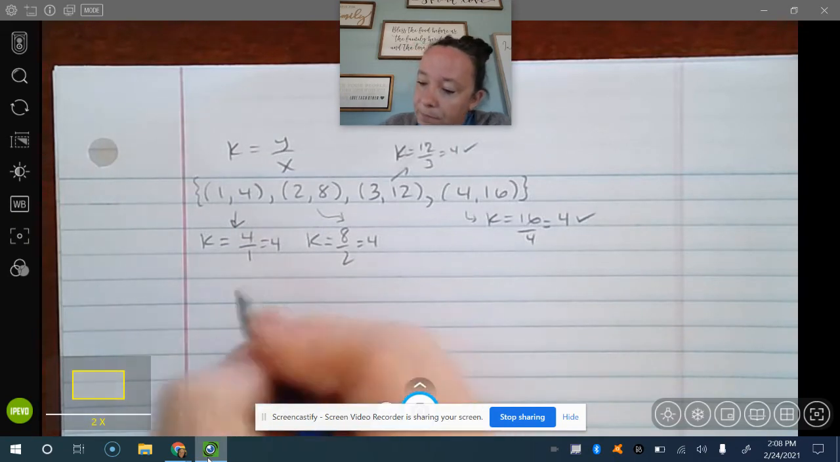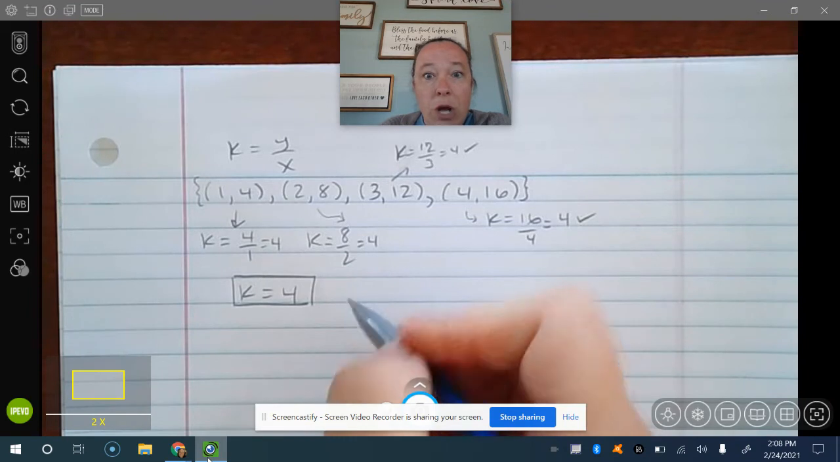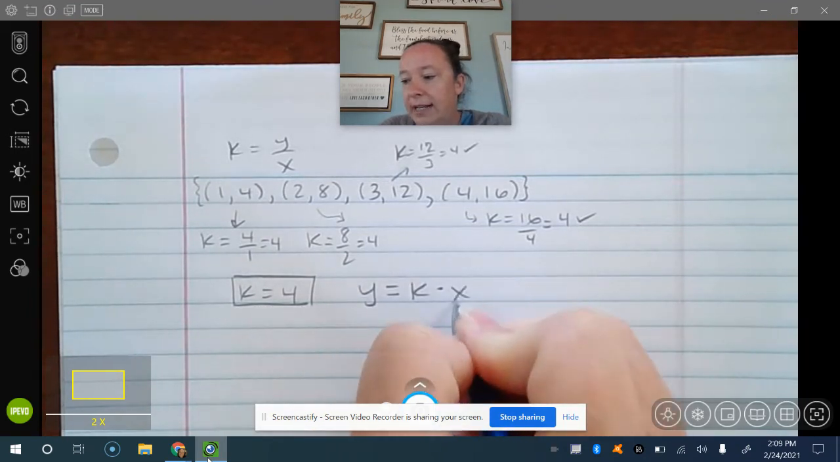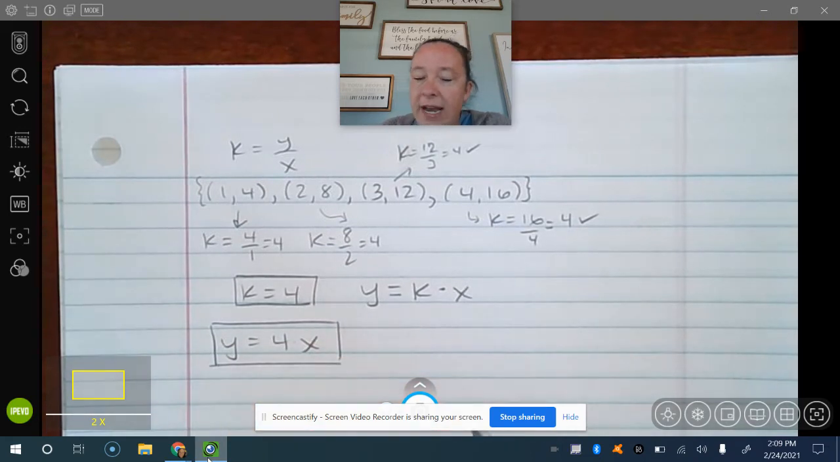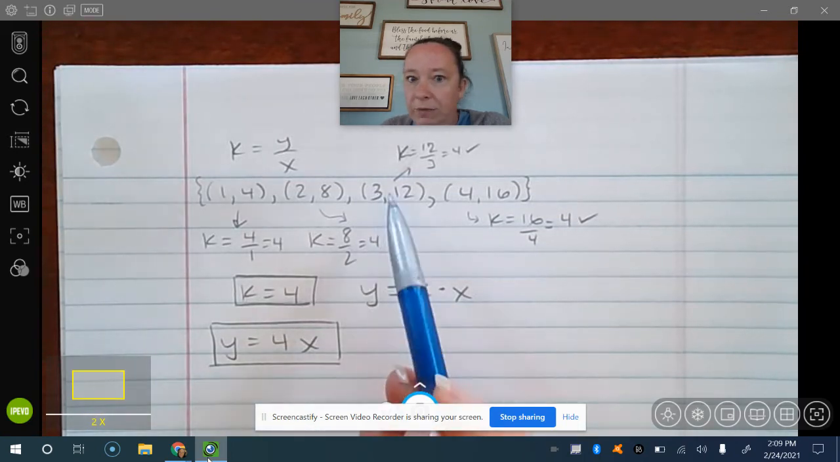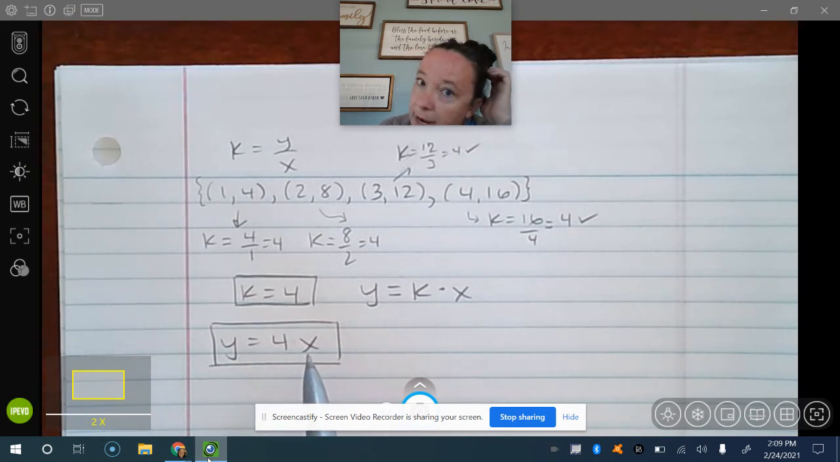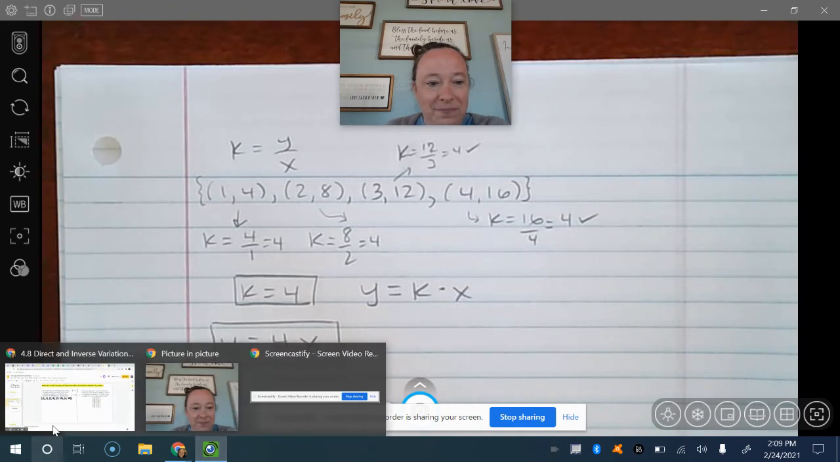K equals 4. And the next part of this, they want the equation. So remember, once you know the constant, the equation with direct variation is y equals k times x. So your equation on this one would just be y equals 4 times x, meaning if you know that x is 3, could you figure out y? Well, yeah, you plug it in, you get y equals 4 times 3, which is 12, which we knew right here. But what if x was 12? You would do y equals 4 times 12, y equals 48. So there's your constant, and there's your equation.